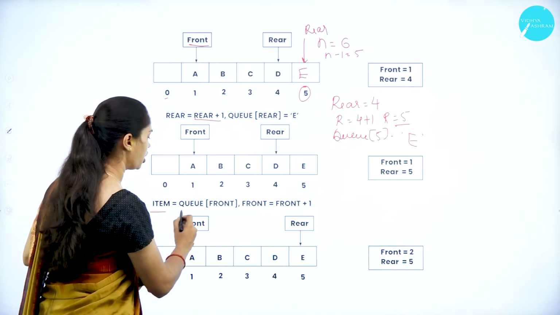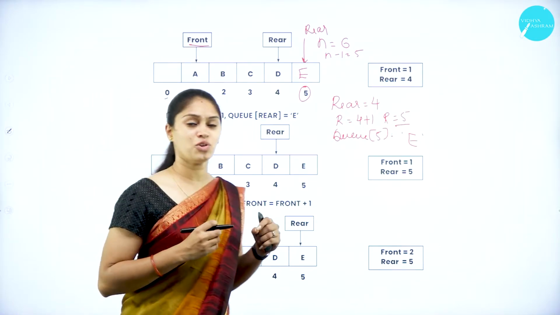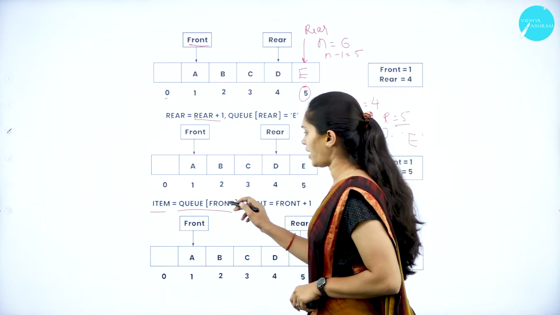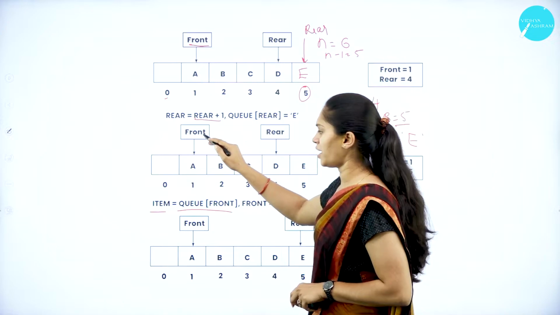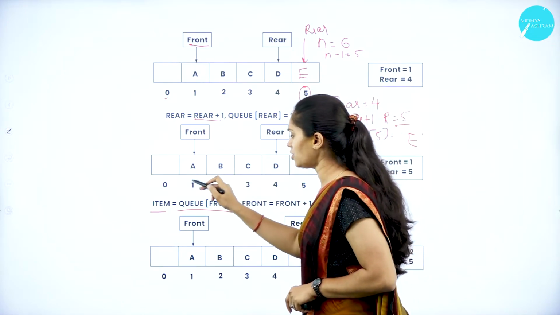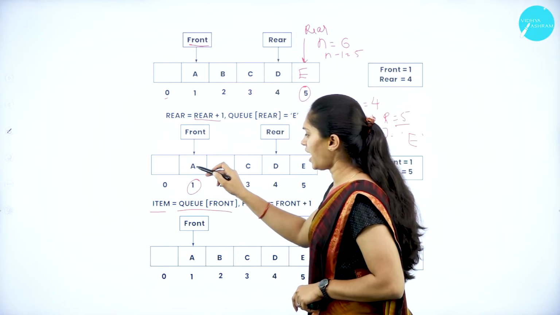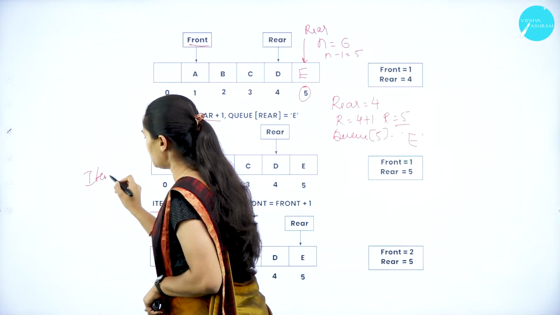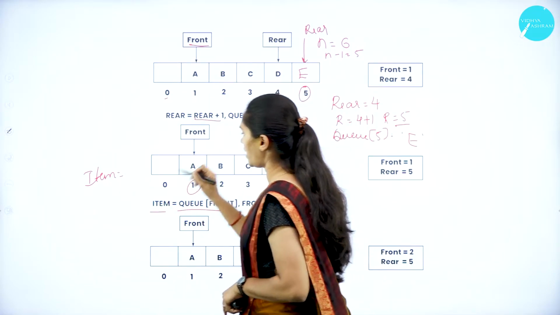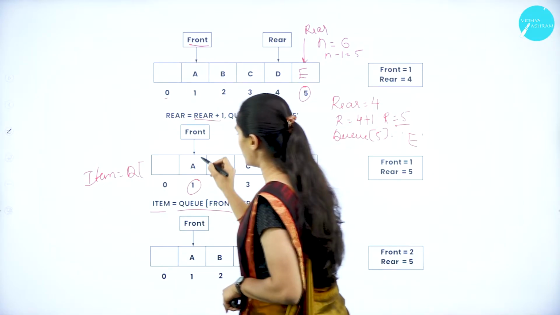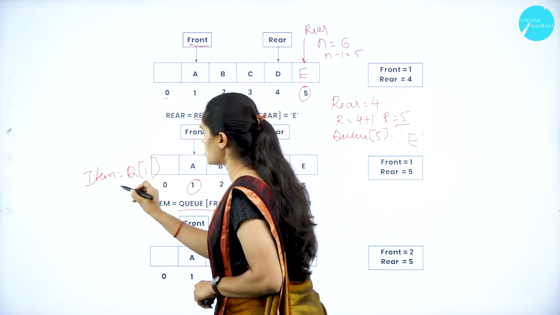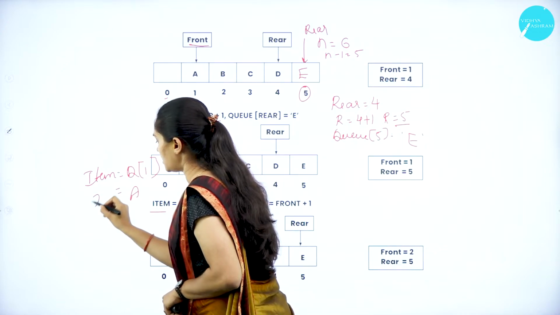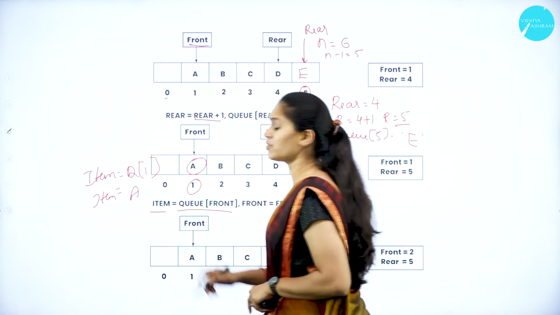Item is equal to queue of front. So here we are trying to delete an element. That is, it is indicating queue of front. So you can see here, what is the front pointer pointing to? That is pointing to the location 1. So what do we have in 1? That is A. So now what is the item value? Item is equal to Q of front. So Q of, what is the front value? That is 1. So what do we have in Q of 1? The element is A. So that item will be A. Item is equal to A.